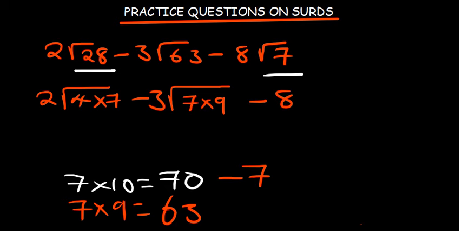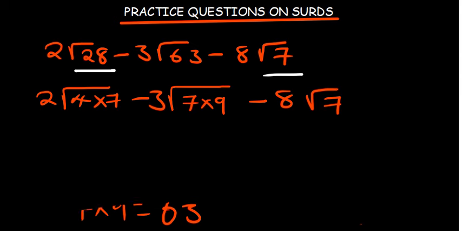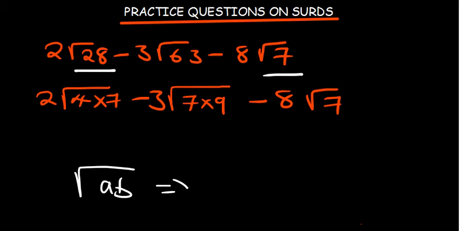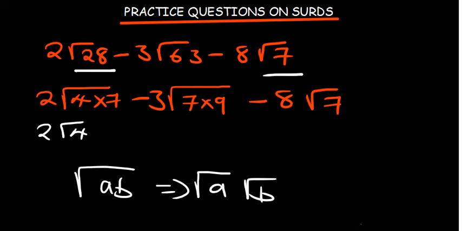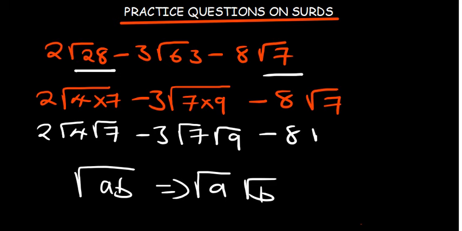Minus 8 root of 7. Okay, we can now distribute. We said when you have the root of a multiplied by b, this is the same as what? The root of a, root of b. So where we have the root of 4 by 7, it's the same as root of 4, root of 7. Equal to, in the middle part, where our 7 by 9 is the same as root of 7, root of 9. Then the other part we just have a 7.